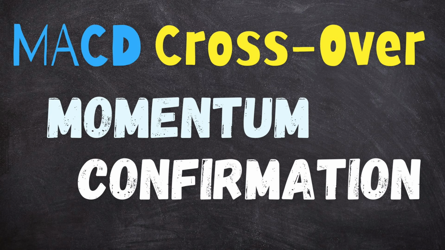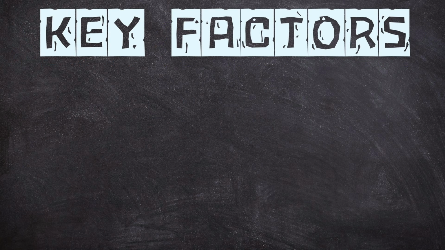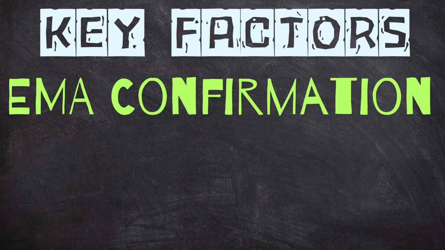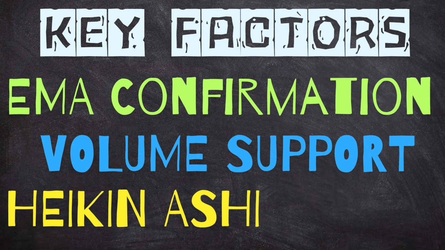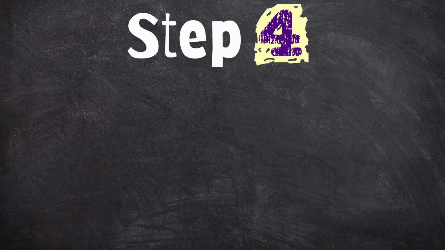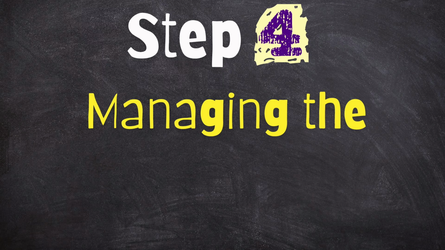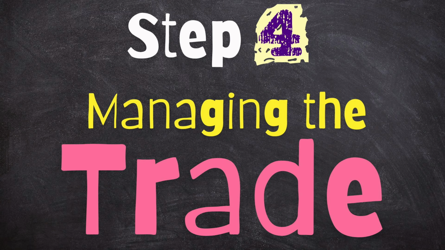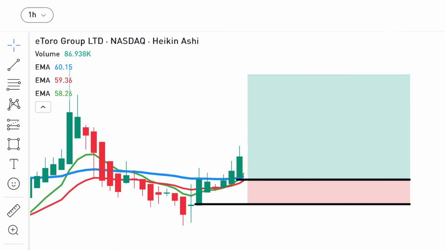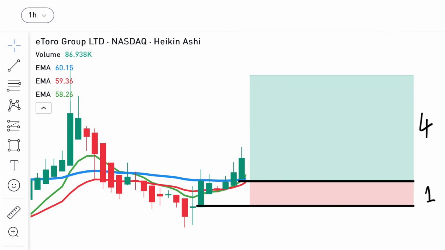confirmation to our setup. This is where the trade has alignment across all our tools, which is price action, EMAs, volume, and now the MACD. So now I can open my position at this point with a lot more confidence. My stop loss would go just below the recent swing low, and I would aim for at least a 1 to 4 risk to reward ratio.